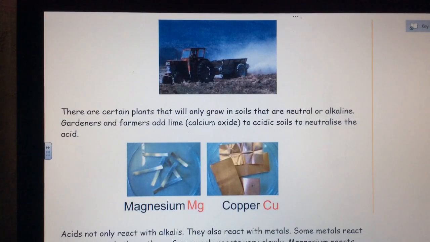There are certain plants that will only grow in soils that are neutral or alkaline. Gardeners and farmers add lime, that's calcium oxide, to acidic soils to neutralize the acid.